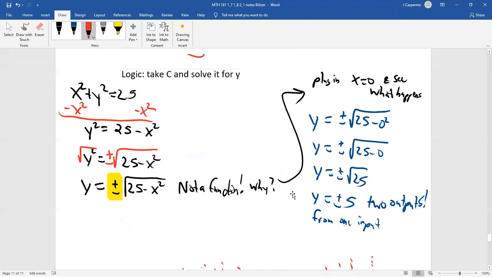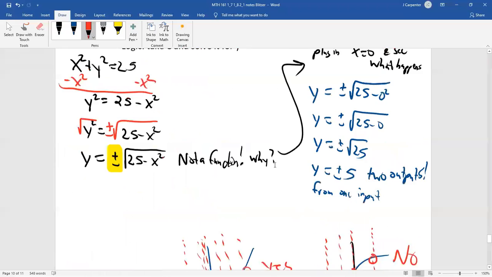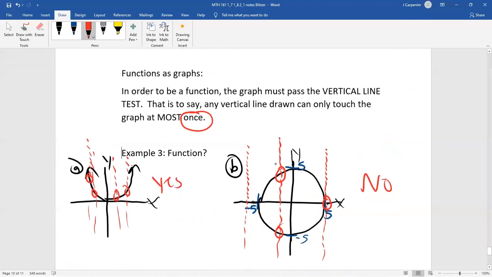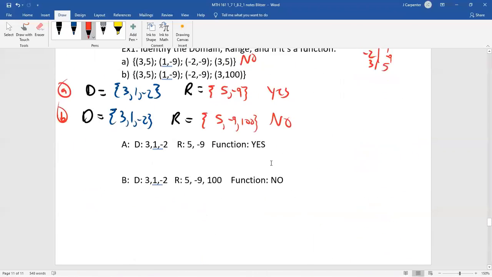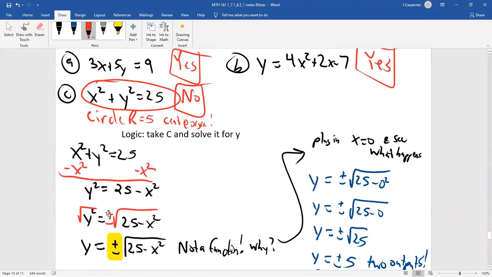Let's scroll back up. Back to C, x squared plus y squared equals 25. This is the equation, as we'll learn, of a circle with a radius of 5 centered at the origin. This equation right here is literally the same equation as what would be graphed to get to B. When we looked at it as an equation, we said, no, it's not a function. And that's because of the whole plus or minus aspect if you try to solve for y.